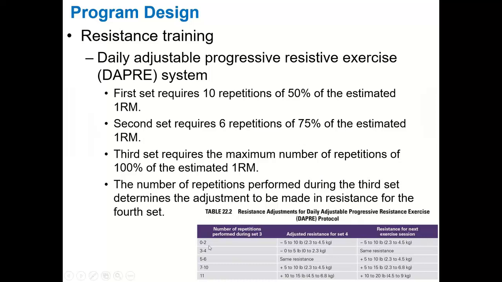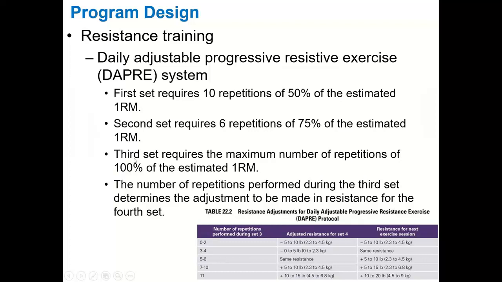If they only get 0 to 2, which is weird to me because that means you accurately estimated their 1 RM, you have to take some weight off for the fourth set. If they get 5 to 6, you leave the same weight, and they get as many reps as they can on the fourth set. If they get 7 to 10, you have to add some weight for the fourth set, and they do as many reps as they can.